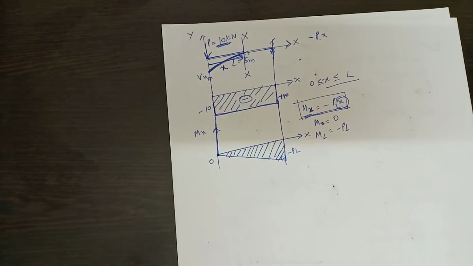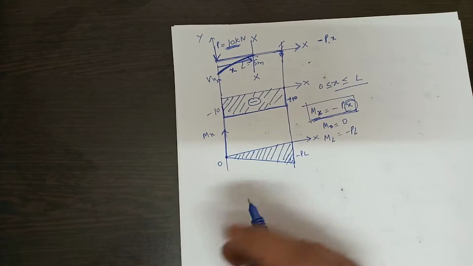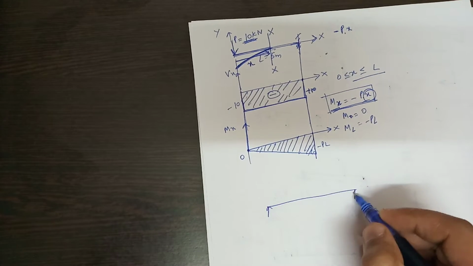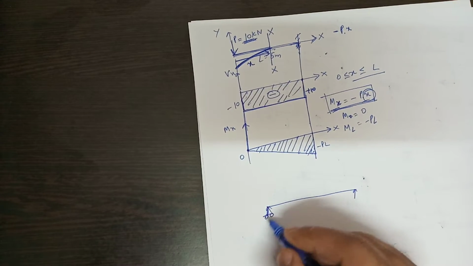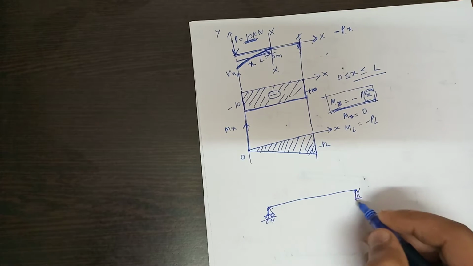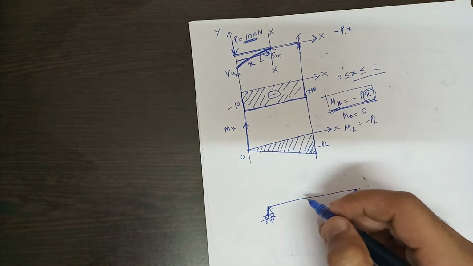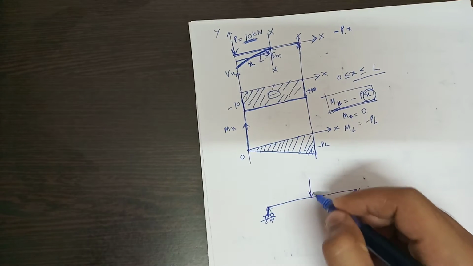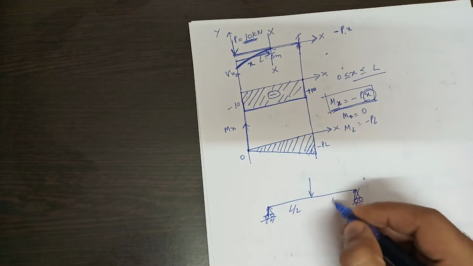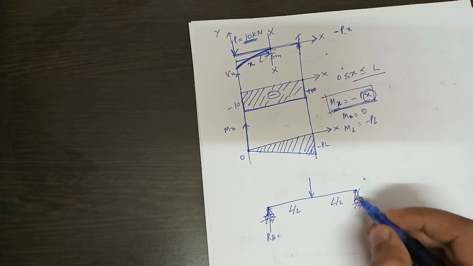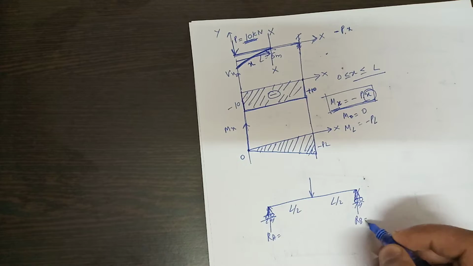Now let me give you another example of a simply supported beam. This is a simply supported beam that is supported by some supports. Let us take roller support, and a force is acting on its center. Length is L by 2 here, L by 2 here. Let us say this reaction as RA and this reaction as RB.